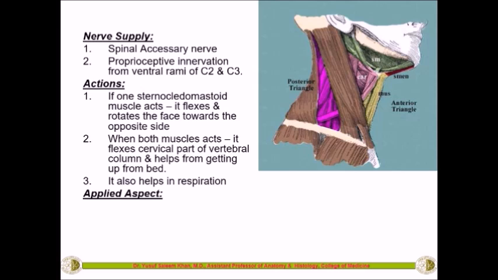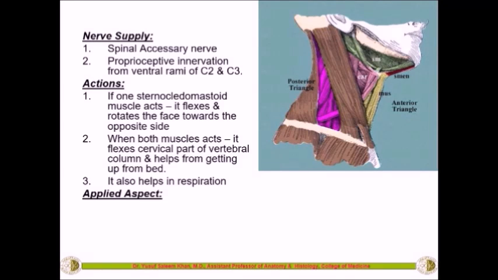It also helps in deep respiration. During normal respiration, it doesn't have much role, but during deep inspiration, when the thoracic cage has to be expanded to a large extent, this muscle will also contract and help in the expansion of the chest itself. So it helps especially in deep respiration.